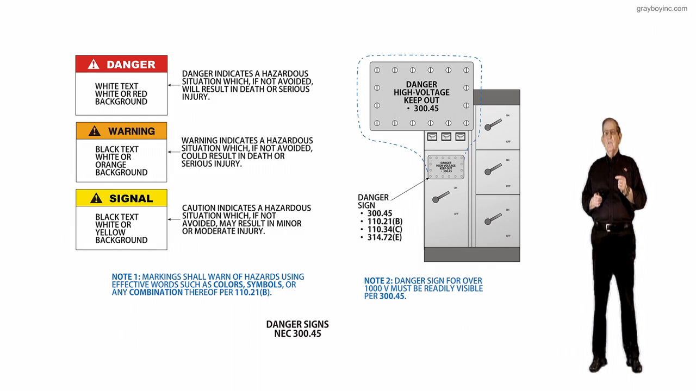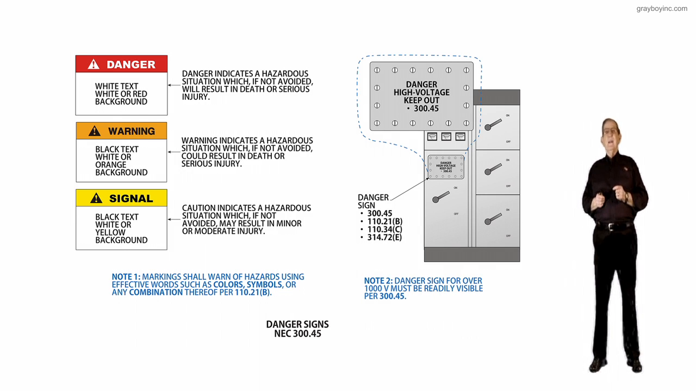The revision removes the inconsistency related to using the word warning and provides appropriate reference to 110.21(B), which triggers other important requirements for such signs, such as the need for durability for the environment.